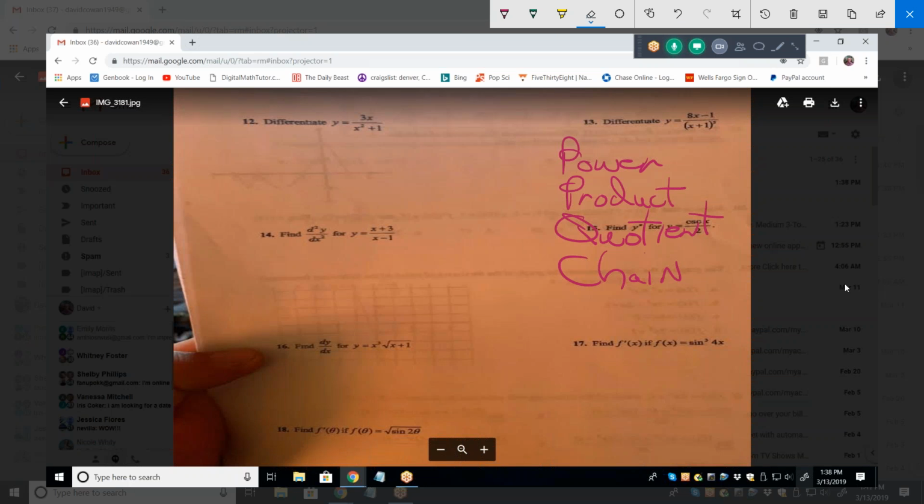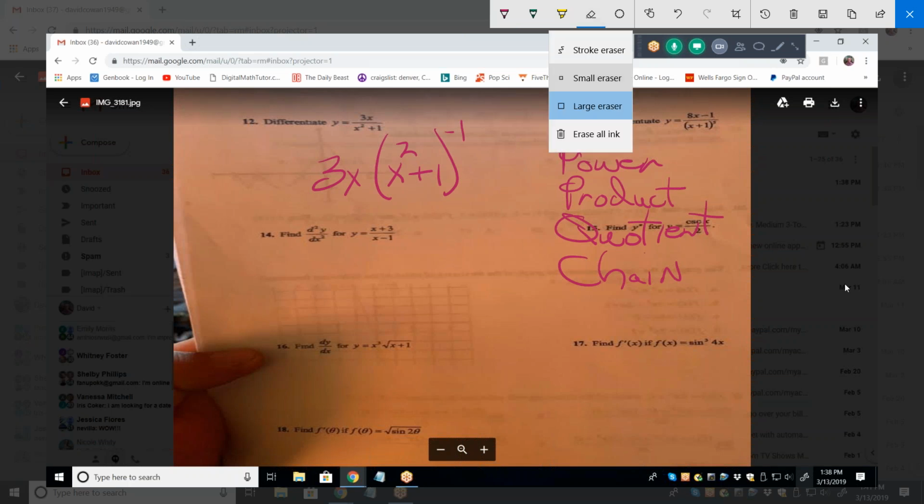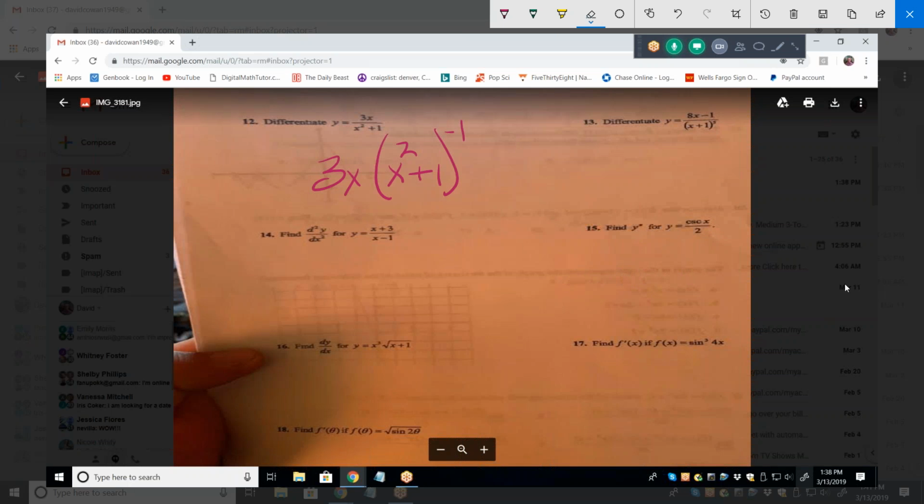Okay. Now, it's worth mentioning that I don't have to use the quotient rule here. I can use the product rule. I can write this thing like this. Now, the product rule is a little simpler, don't you agree? So you're going to get the same answer regardless. But let's just do it by the product rule.